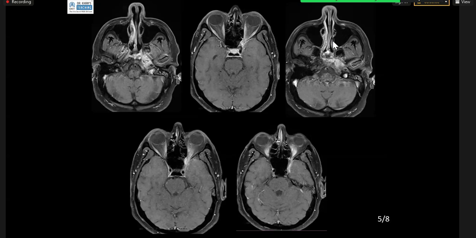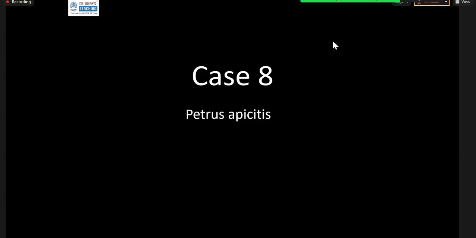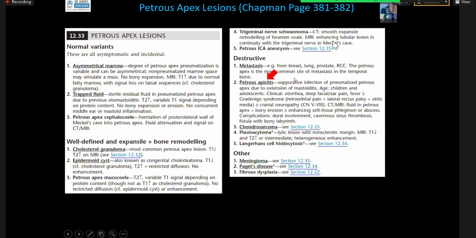Sir, and I can see that there is also enhancement of the muscle. Okay, thank you. Well done. Thank you, sir. Now, this is petrous apicitis, where there is suppurative infection of the pneumatized portion of the apex due to extension of mastoiditis. So now the candidate did very well.